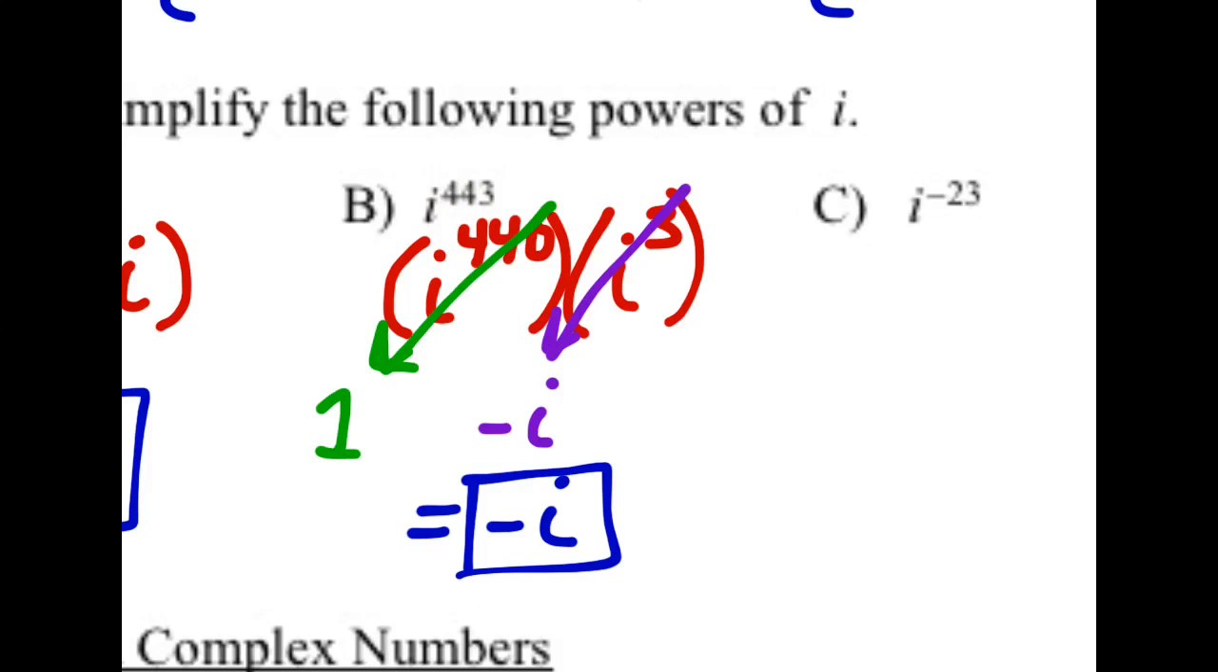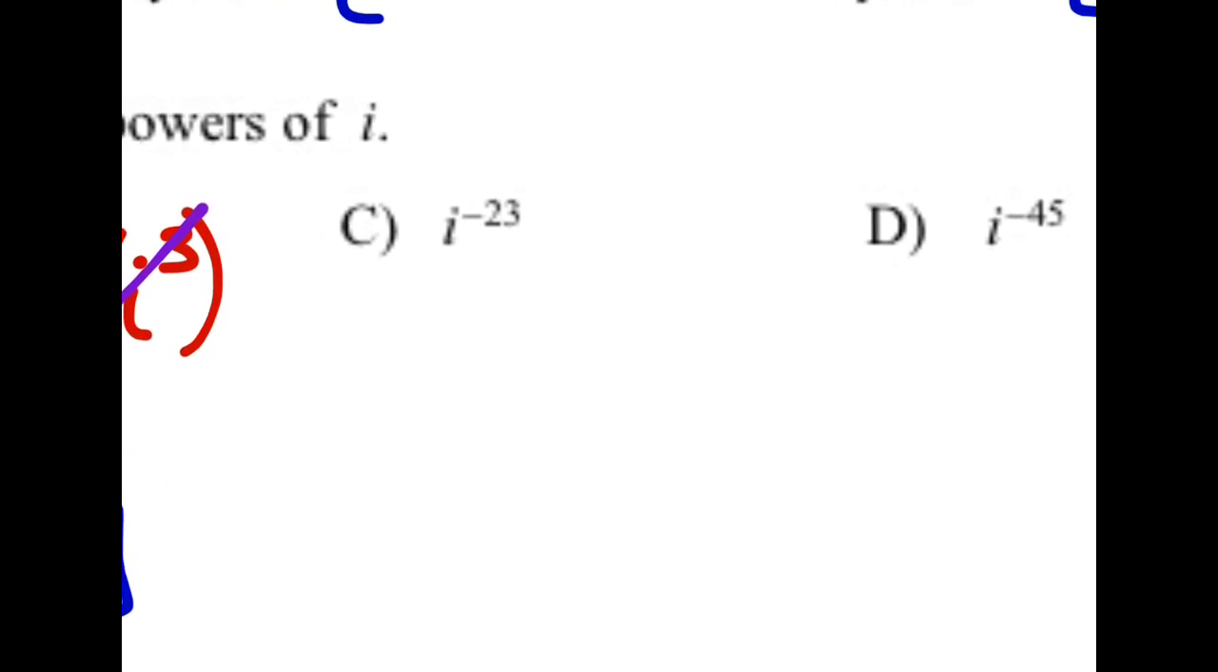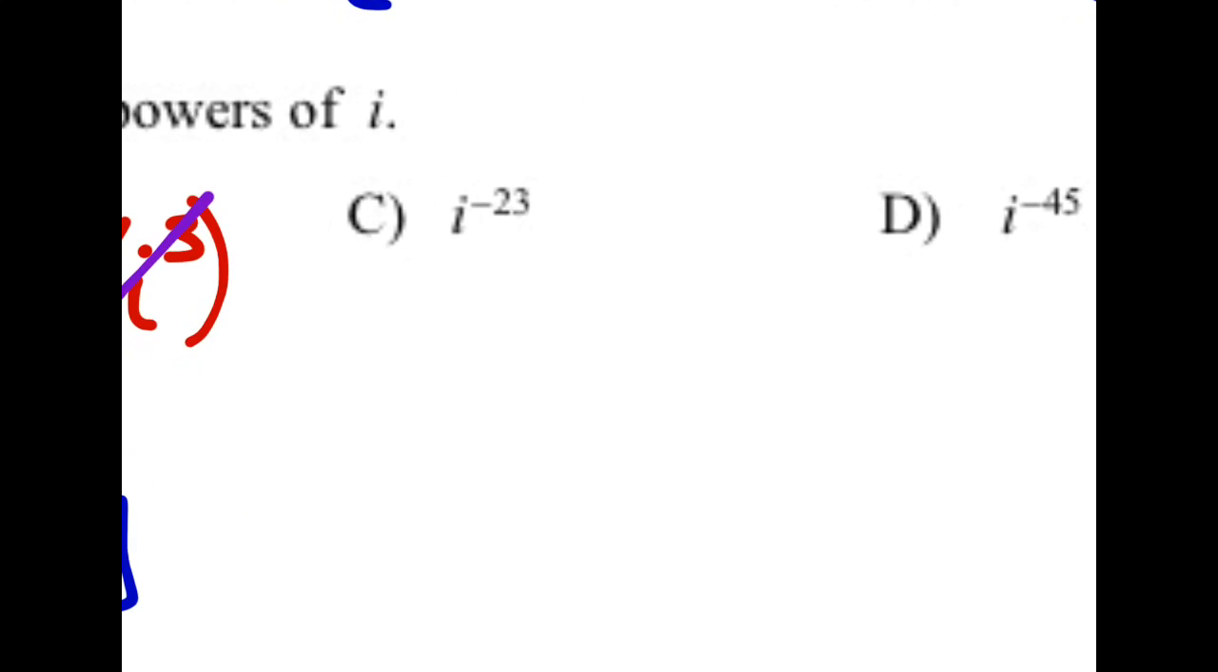So i to the 443 is the same thing as negative i. So how do I deal with negative exponents? Again, I'm going to make use of the fact that i raised to any multiple of 4 is always 1. So if I take i to the negative 23, I can multiply it by 1, and that doesn't change it.